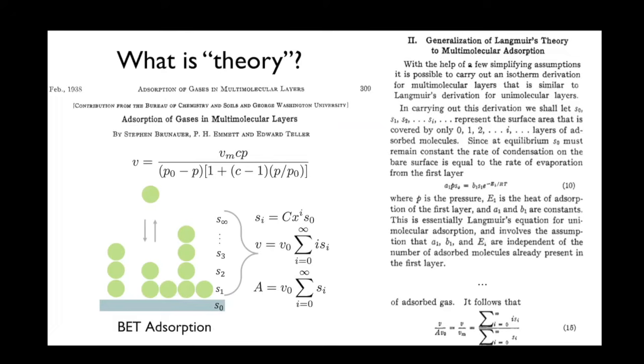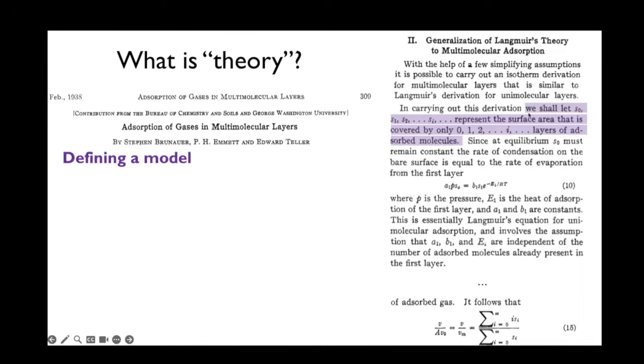Well, when they were deriving this theory, these were the kinds of things that they were doing. Notice that they were defining a model. We shall let S0, S1, S2, and so forth represent the surface area that's covered by all these layers of adsorbed molecules. They express things in mathematics. This is an equality. We have multiplications, negative, division. All these things are mathematical terms.